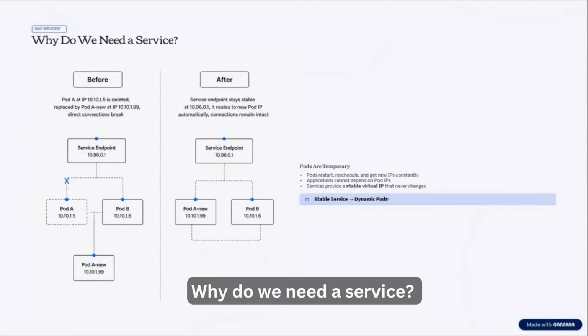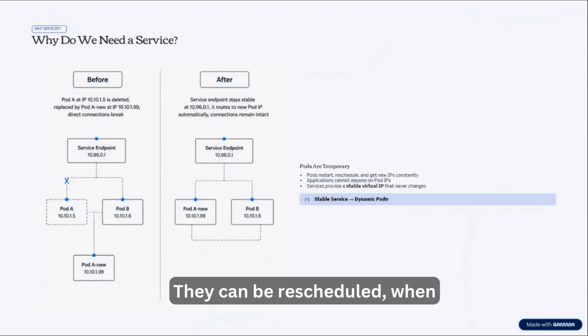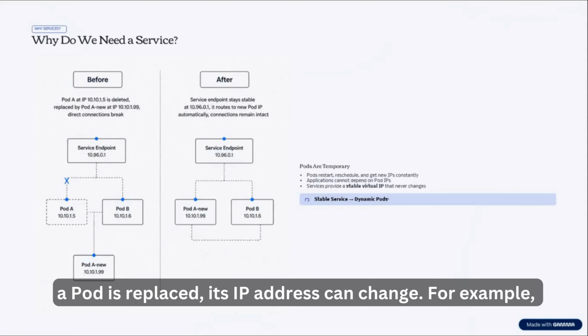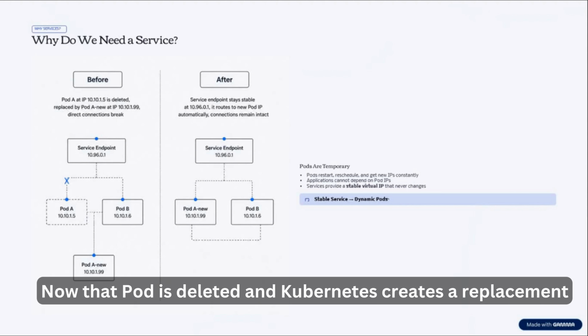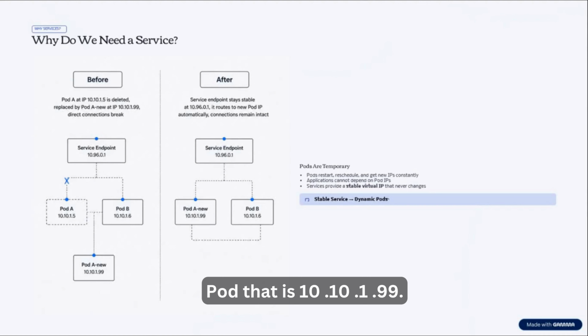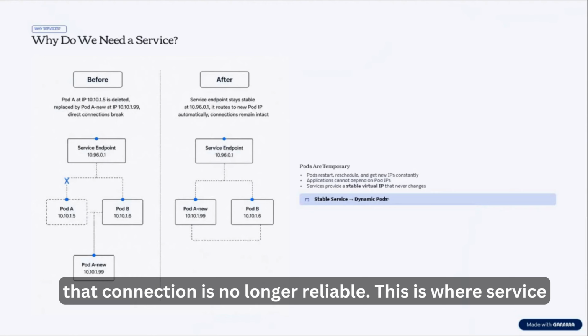Why do we need a service? The simple answer is that pods are temporary. Pods can restart, and they can be rescheduled. When a pod is replaced, its IP address can change. For example, imagine pod A is running at IP 10.10.1.5. Now that pod is deleted and Kubernetes creates a replacement pod that is 10.10.1.99. If our application was connecting directly to 10.10.1.5, that connection is no longer reliable.